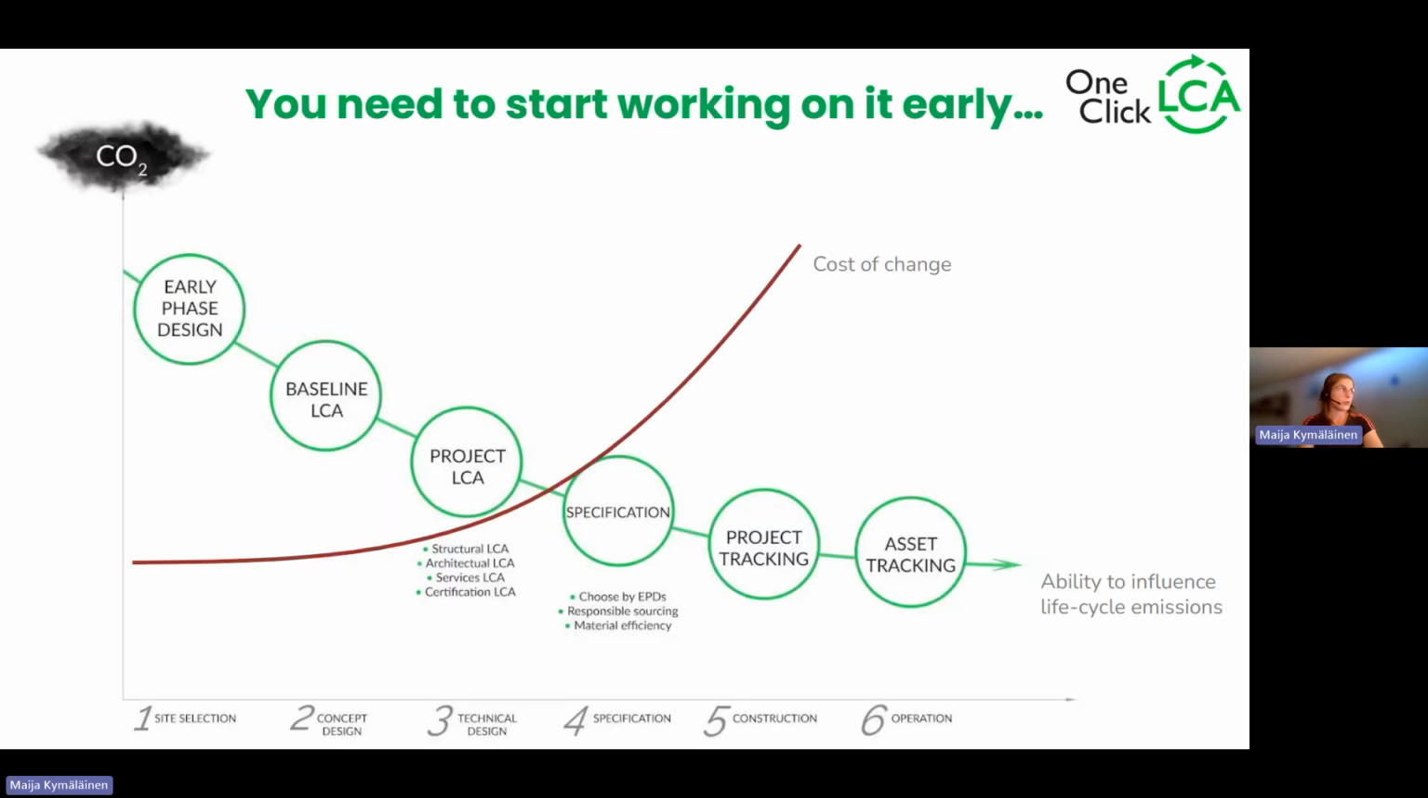And this is also highlighted in this picture. So changing the project direction becomes increasingly difficult and costly when the project progresses. So this limits the decarbonization potential as well as the ability to influence specifications. So what you should do is concentrate on these early stages to make the big lines and then continue from that.